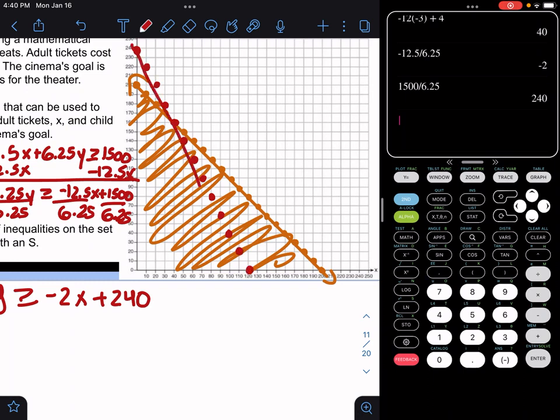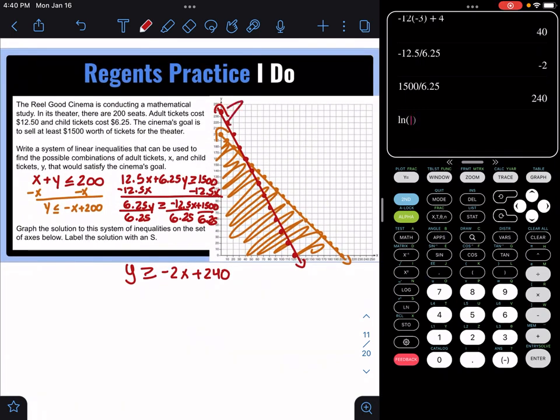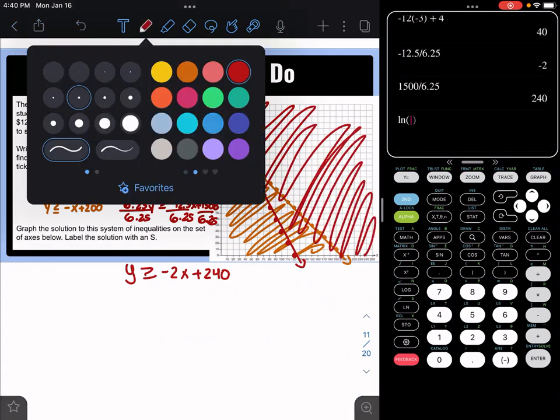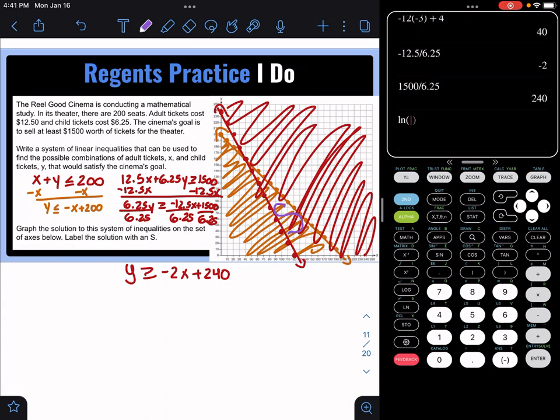Alright, it's an equal to symbol, so I'm going to put a solid line, and it's to shade above. So I'm going to shade above, meaning this right here would be my solution set. And it says, label the solution set with an X and graph it, and we did that. So all those numbers inside that little solution set and on the solid line are answers to how many tickets would be allowed.